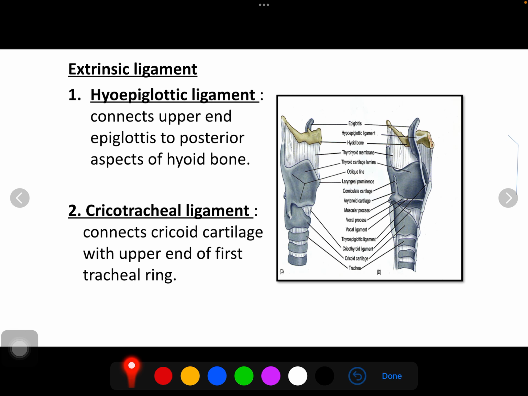The next extrinsic ligament is the hyoepiglottic ligament that connects the upper end of the epiglottis to the posterior aspect of the hyoid bone. And the next extrinsic ligament is the cricotracheal ligament. This cricotracheal ligament connects the cricoid cartilage with the upper end of the first tracheal ring.